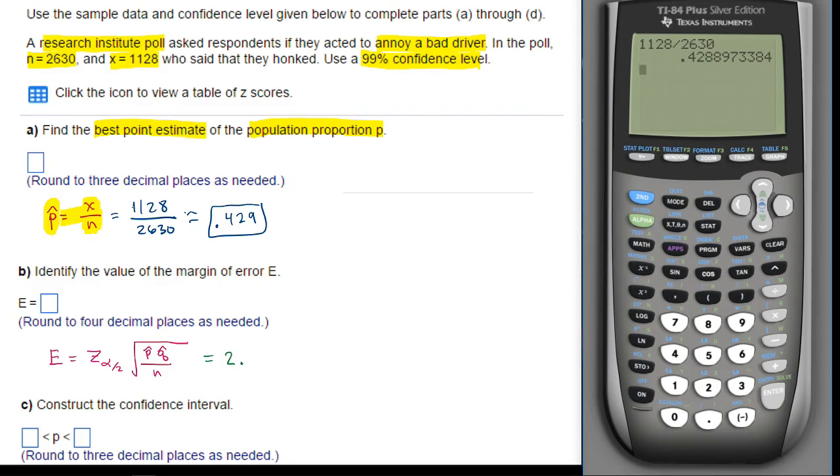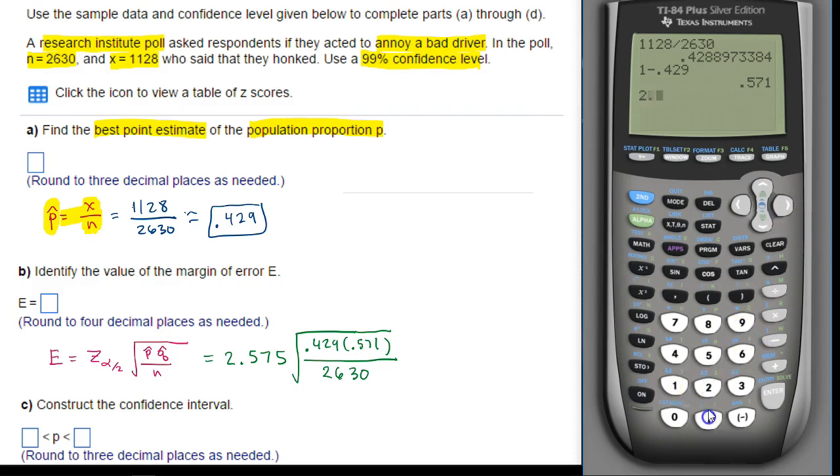So we're going to have 2.575, and then we're going to multiply that by the square root of p hat. So p hat is the sample proportion, and we just figured that out there. So that's 0.429. And then q hat is the opposite proportion of p hat. So in this case, if p hat represents those who honked, q hat would represent those who did not honk in the sample, the proportion of those who did not honk. So that's always equal to 1 minus, because they're complements, 1 minus 0.429. Okay, so q hat would be 0.571, and then divided by n. N is 2630.